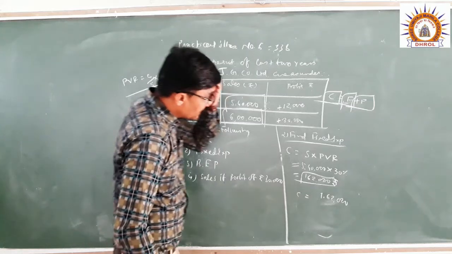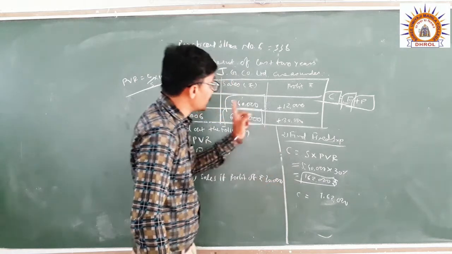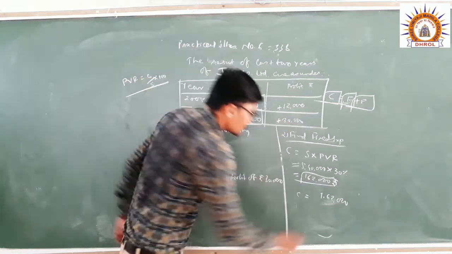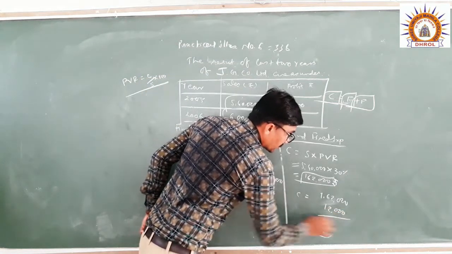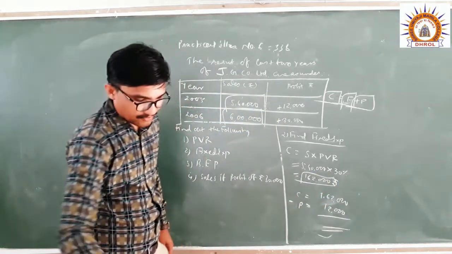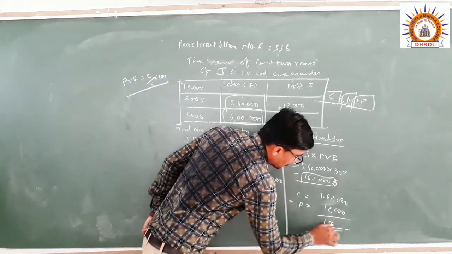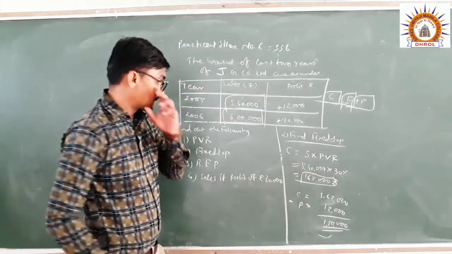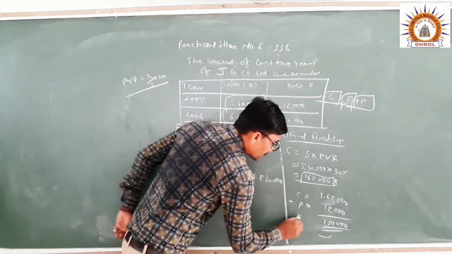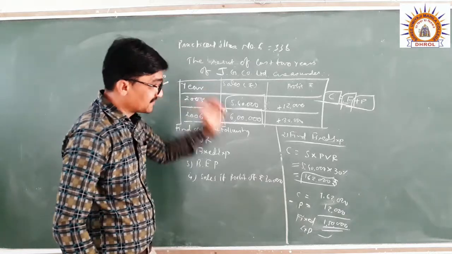Next, whatever the amount of sales you took into consideration while calculating the fixed expense, the same year's profit will be taken into consideration. So here the amount of profit is 12,000. Here it is P, P stands for profit. So the fixed expense is 1,50,000. The fixed expense calculation is completed.